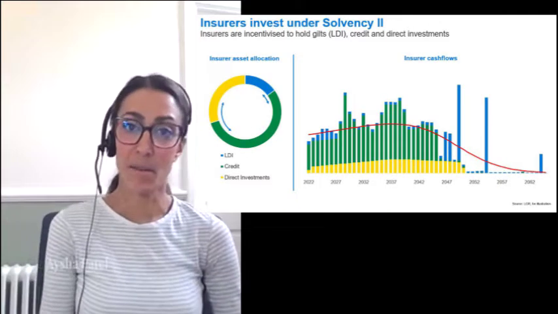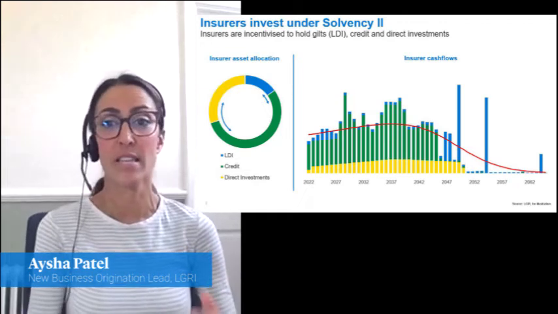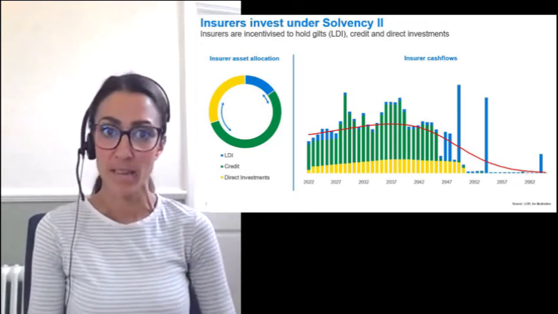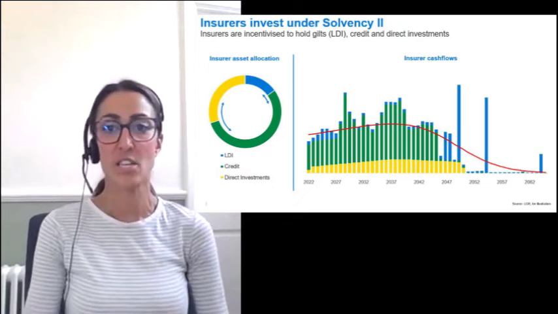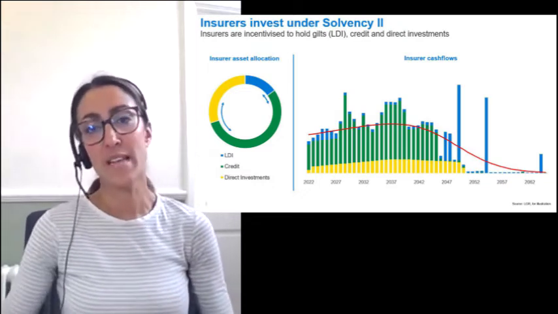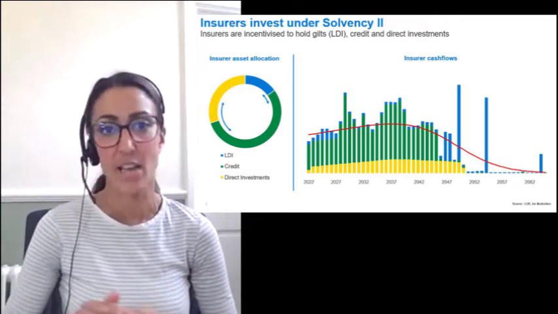So, Aysha, to kick us off, can you talk us through why insurer pricing varies with market conditions? Yeah, sure, Sabeen. Thanks. I've got a couple of slides that can help illustrate this point. But firstly, we need to look at how an insurer invests to understand the factors that will affect their underlying pricing. So insurers operate under a regime called Solvency II, which means they have to invest in a predefined way to ensure that they can meet the pension promises that they take on.